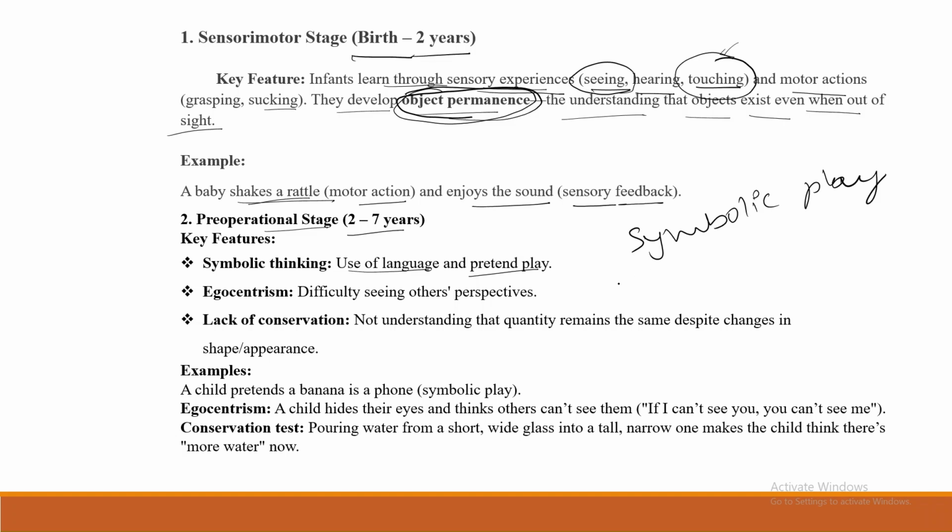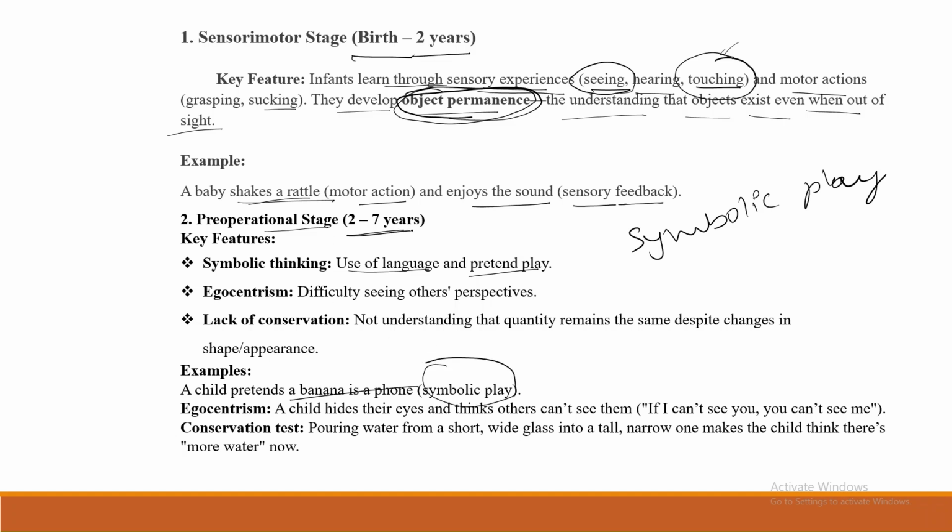Symbolic play means, see here, the child thinks a banana is a phone. He is playing with the banana like a phone. He is talking to the banana. Why? See, elders are talking on a cell phone. He is thinking of that banana as a phone. This is called symbolic play.